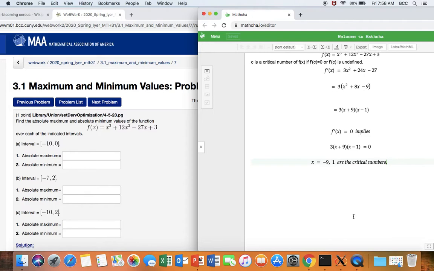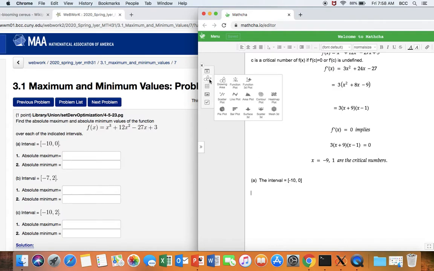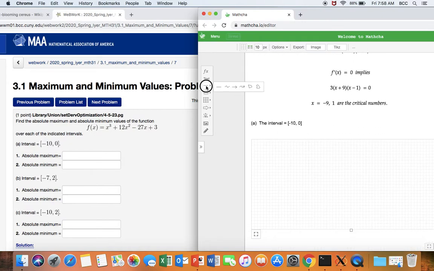So now going back to our problem, we are looking at the interval negative 10 to 0. So that is a part. The interval is negative 10 until 0. Okay, so now let me look at this. Negative 9 fits here. Okay, but 1 does not. So 1 is of no concern to me in this interval. So I'm going to make a small drawing here. All right, so let's make a table.